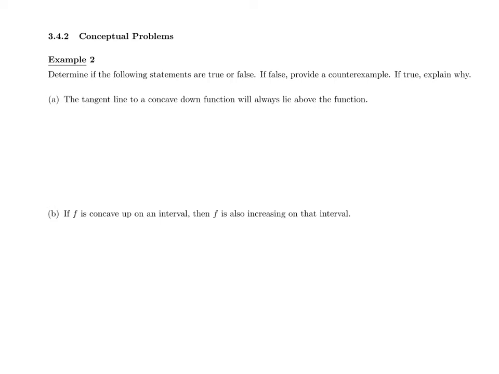So the first statement, the tangent line to a concave down function will always lie above the function. So let's think about our two possible types of concave down functions. We could have something like that, or we could have something like that. One of those is concave down and decreasing, and the other is concave down and increasing. You can see that if you draw a tangent line to any point on either of these functions, the tangent line is above the function, so it always lies on the outside of the function. So this is true, and our justification is just by that drawing.